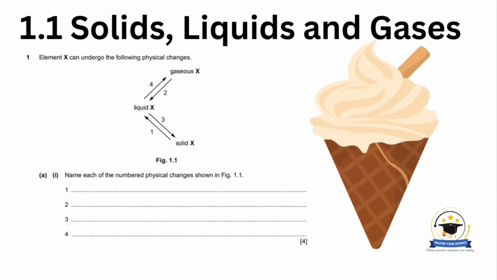This question, also taken from the specimen paper, says, element X can undergo the following physical changes. Part A says, name each of the numbered physical changes shown in figure 1.1. Number 1 shows the change of state from solid to liquid. This is melting. Number 2 shows the change of state from gaseous state to liquid state. This is condensation.